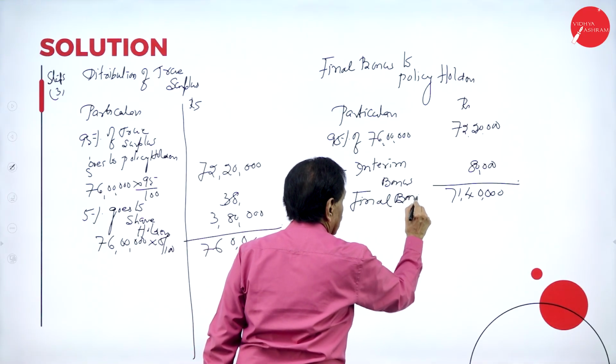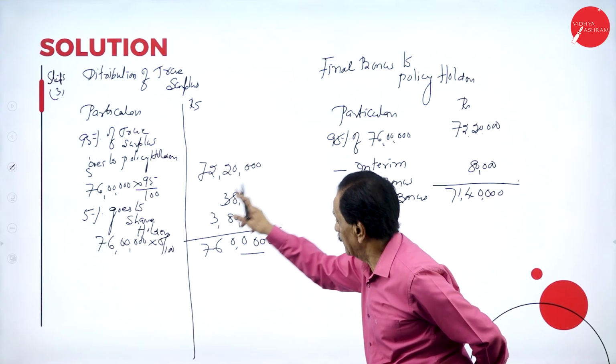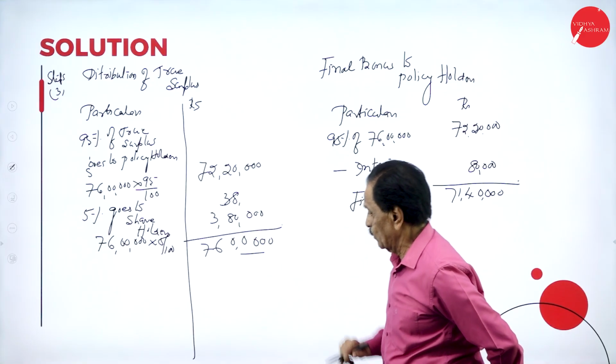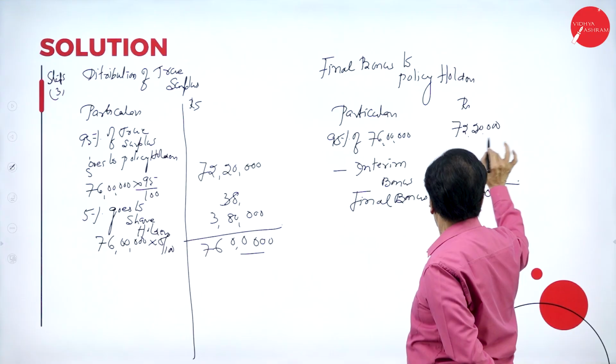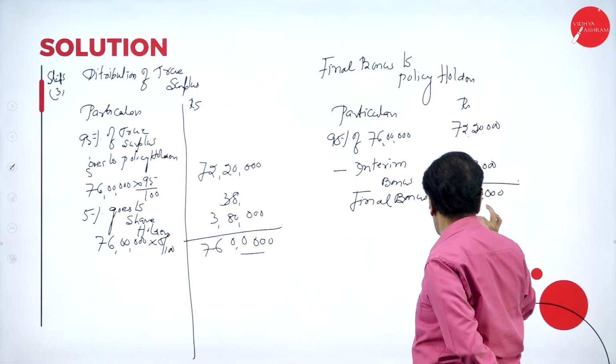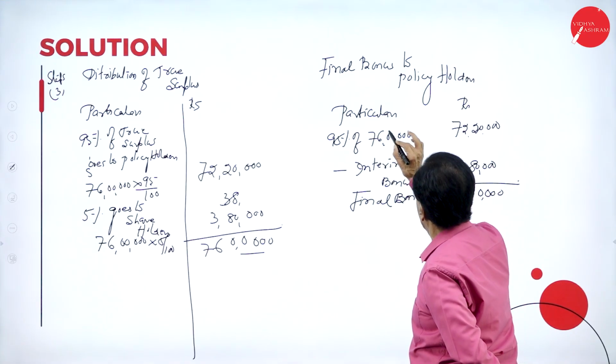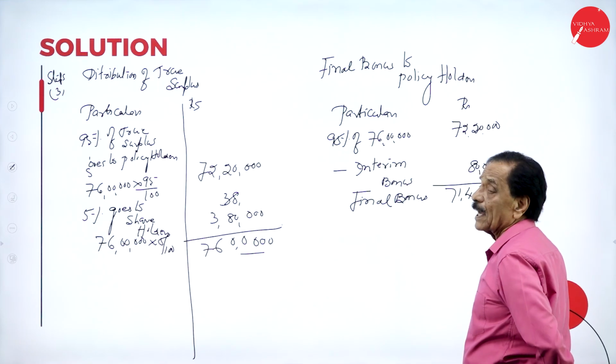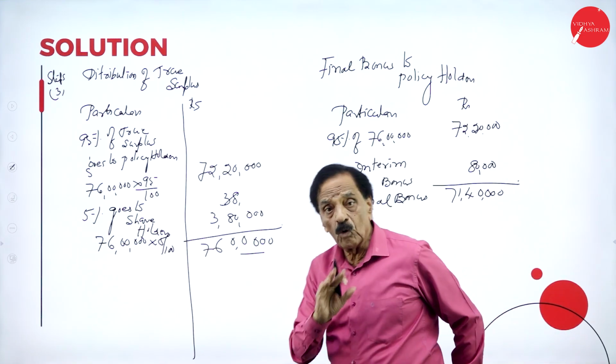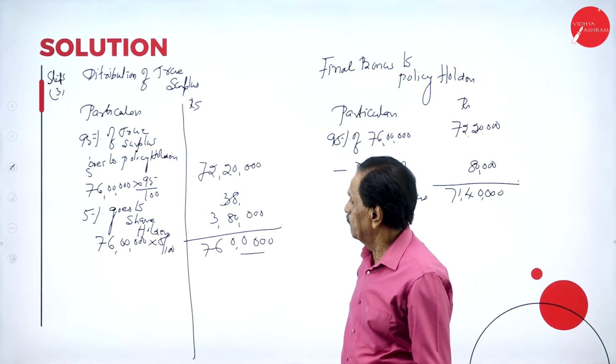to policy holder. We have taken 95%. 3,80,000 goes to shareholders out of 76 lakh. Out of 72 lakh 20,000, how much interim bonus paid? 80,000. What's the final balance payable to policy holder is 71 lakh 40,000. Hope you understand. We'll go to the last problem now.